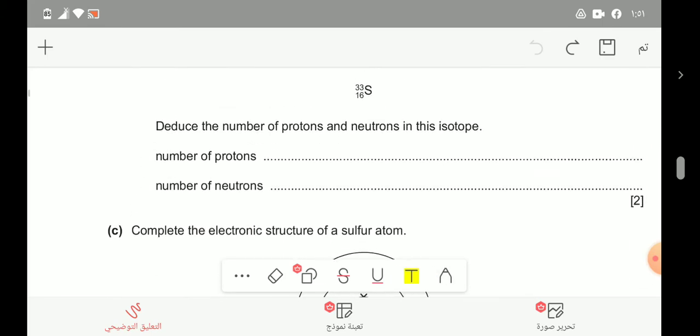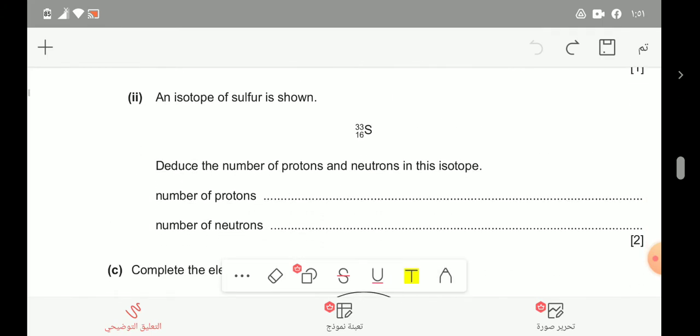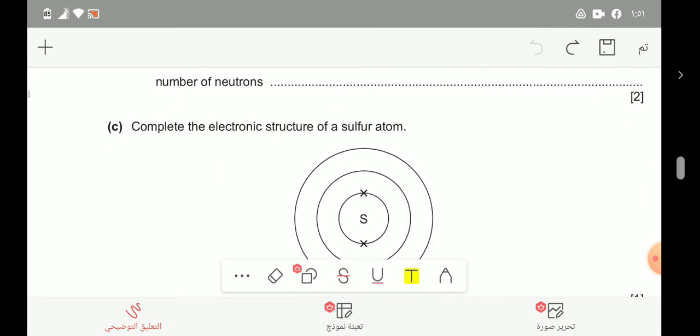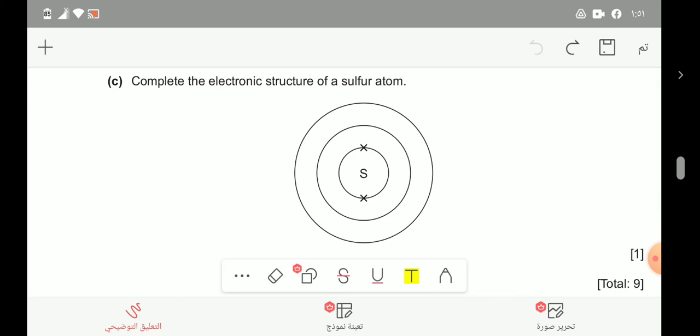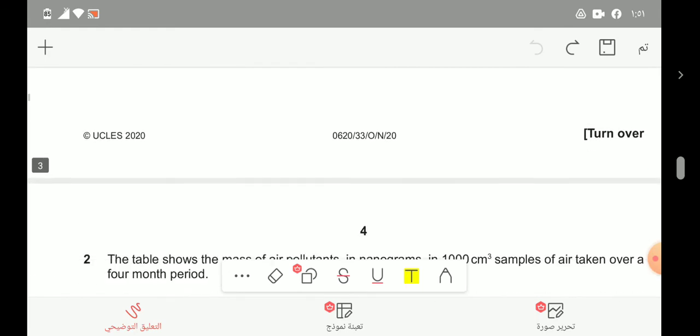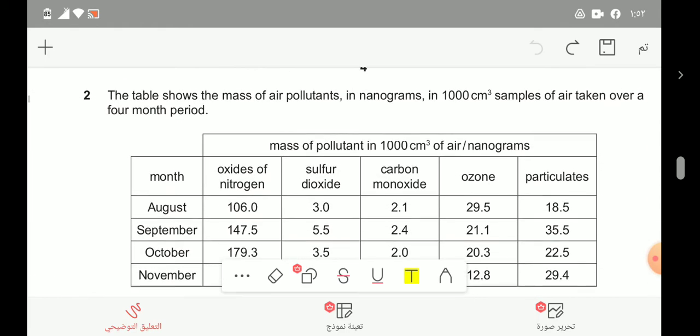Here we have sulfur 16, 33, the number of protons and neutrons, so easy. For the complete electronic structure, we have 16 electrons, so the first shell will have 2 electrons, the next shell will have 8 electrons, then the third shell will have 6 electrons. Okay, let's move to the next question.